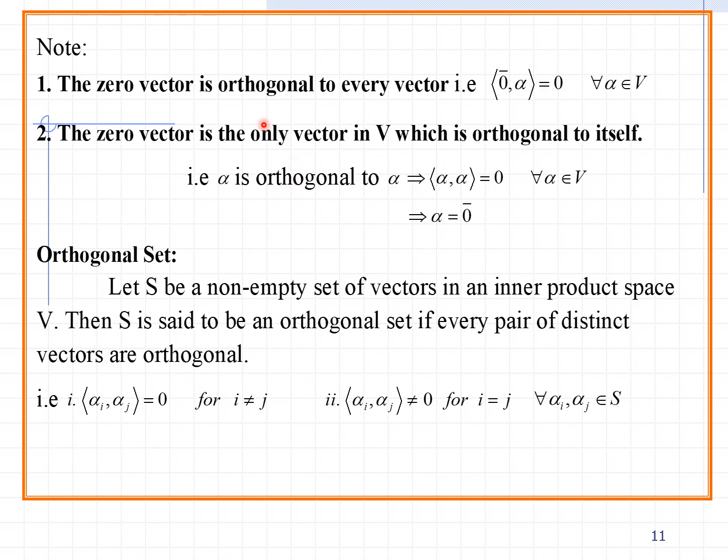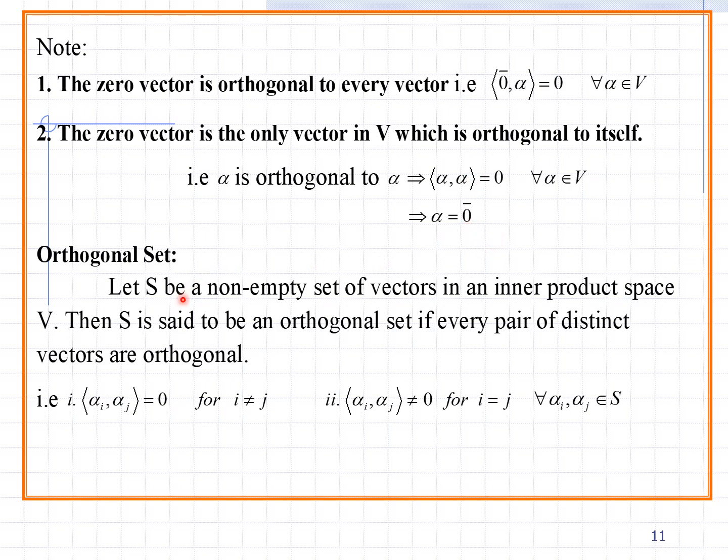Let us see this note point. The 0 vector is orthogonal to every vector. Finally, orthogonal means what? You need the product 0. Once you take the 0 vector with any vector, the product equals 0. The 0 vector is the only vector in V which is orthogonal to itself. That is, alpha is orthogonal to alpha implies inner product of alpha comma alpha equals 0. Once the inner product is 0, alpha equals the 0 vector.